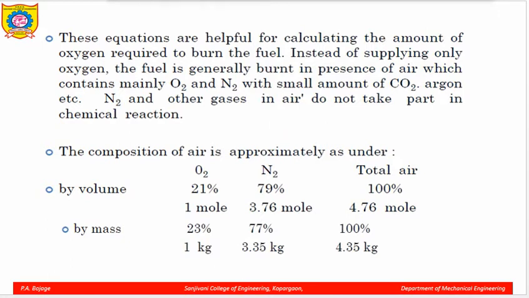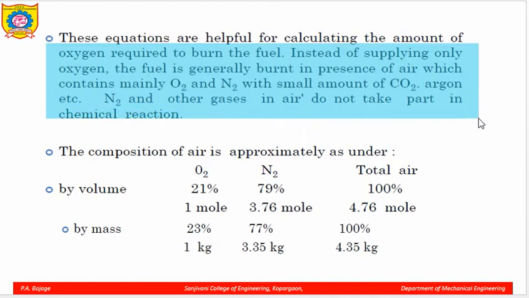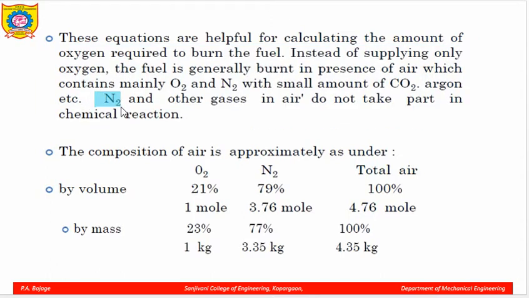Instead of supplying only oxygen, the fuel is generally burned in the presence of air, and air mainly contains O2, that is oxygen, and nitrogen with small amounts of carbon dioxide, argon, and so on. The nitrogen and other gases in air do not take part in the chemical reaction. As you know, nitrogen is an inert gas and it will not participate in the reaction.